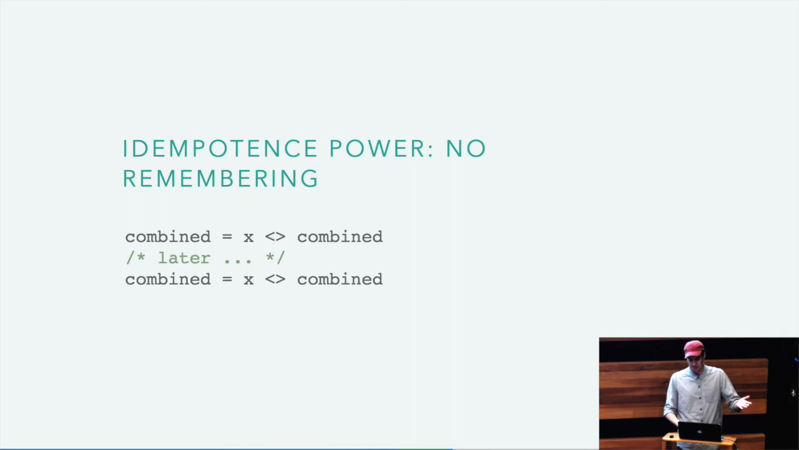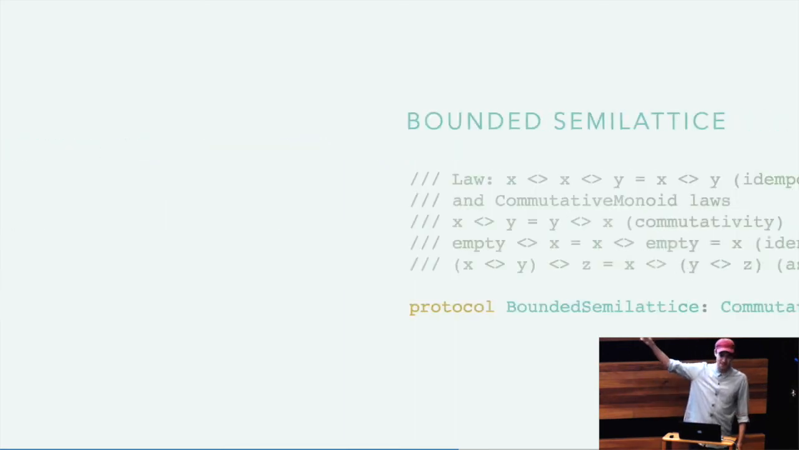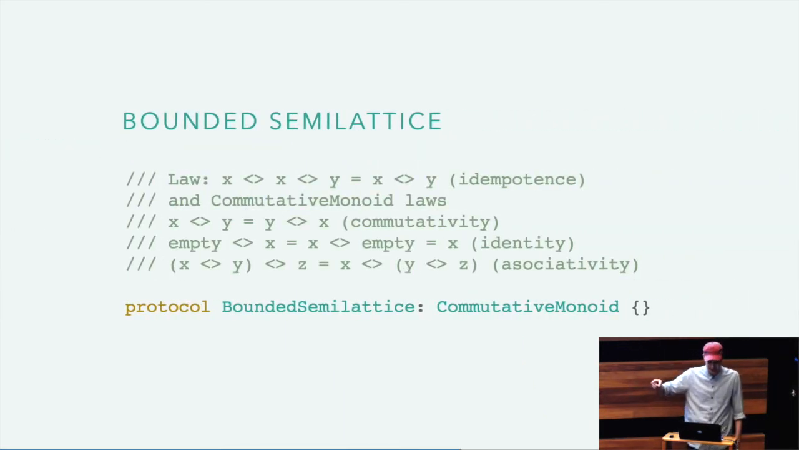And ask the mathematicians, what is this thing? It's a bounded semilattice, okay? A bounded semilattice is a commutative monoid with this, which means it has commutativity, identity, associativity, it has the closed binary operation, and it also has idempotence, okay?